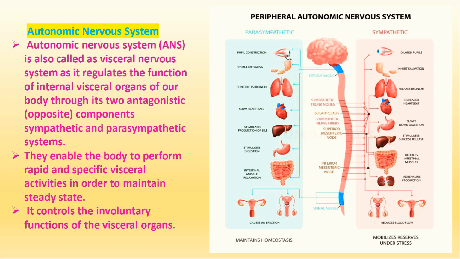Similarly, a parasympathetic nerve helps in the constriction of the pupil, whereas the sympathetic nerve will help to dilate the pupil. So pairs of nerves from the sympathetic as well as the parasympathetic will work antagonistically to control the activities of our visceral organs. This autonomic nervous system is otherwise called the visceral nervous system, as it regulates the functions of the internal visceral organs of our body, and they always work in the opposite way, or antagonistically. They enable the body to perform rapid and specific visceral activities in order to maintain the steady state, or homeostasis. It also controls the involuntary actions of the visceral organs.